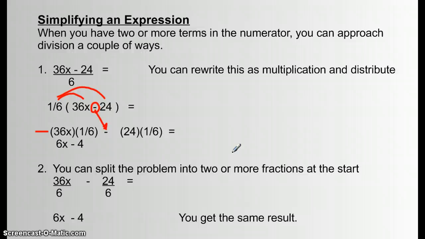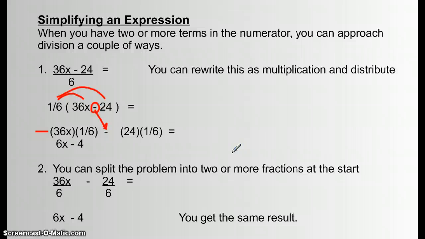Now in the second option, it's a shortcut. And maybe some of you will see this a little bit easier than the first option. So you choose which one you're more comfortable with. But in the second option, when you have 2 or more terms in the numerator and a number in the denominator, you're actually dividing each thing in the numerator by that number in the denominator. So you can split it into a whole bunch of separate fractions.